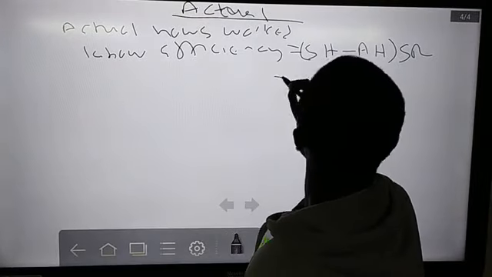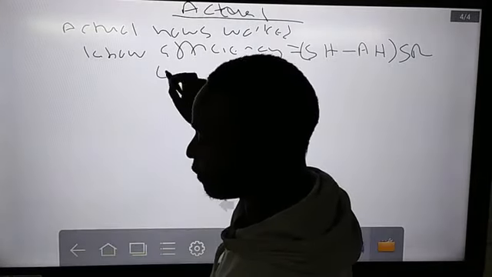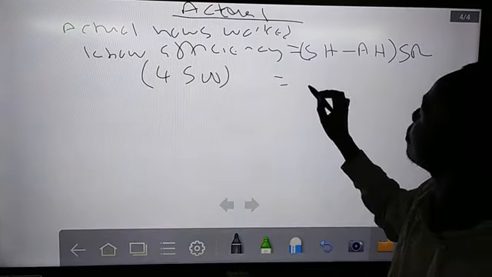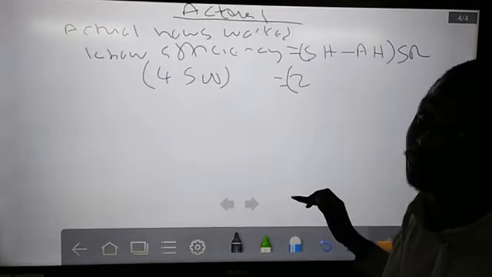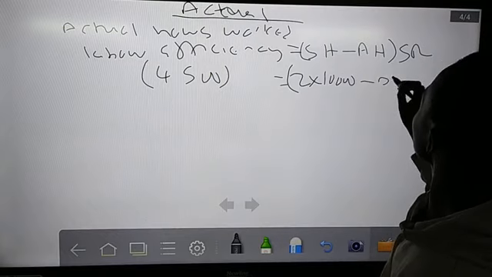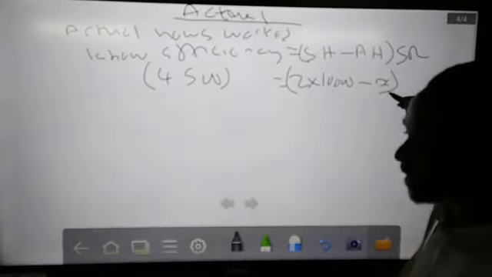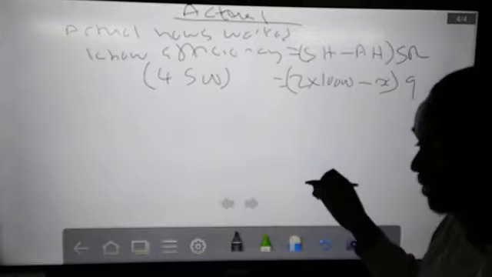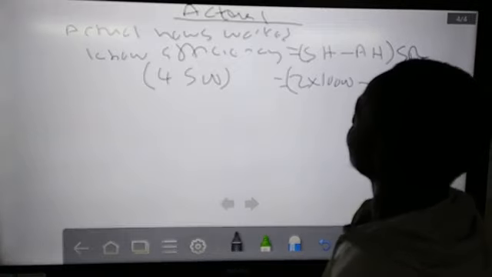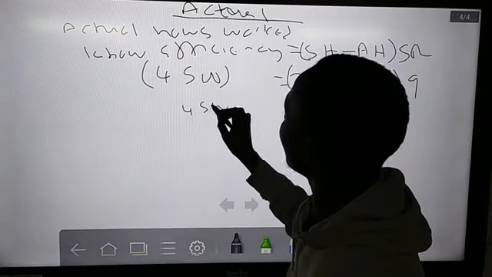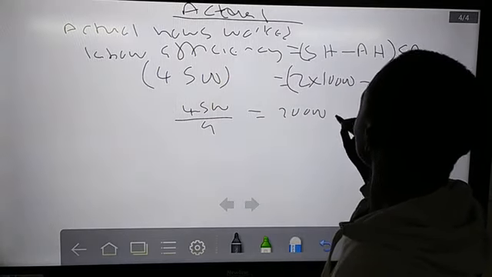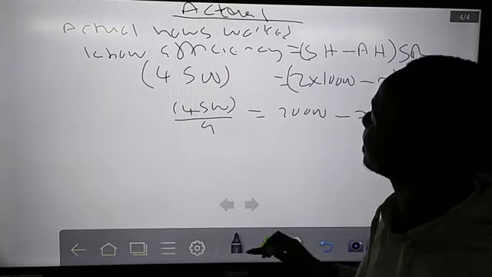If we substitute here, we have 4.5, but it was adverse, so it's negative, equals SH. Remember, budgeted hours to produce 1 unit is 2 times 10,000, minus X, your AH. Then our standard rate, if you still remember, is 9. You can check from the question. So we divide both sides by 9, so it becomes 4.5 divided by 9 equals 20,000 minus X. But don't forget, this is negative 4.5.